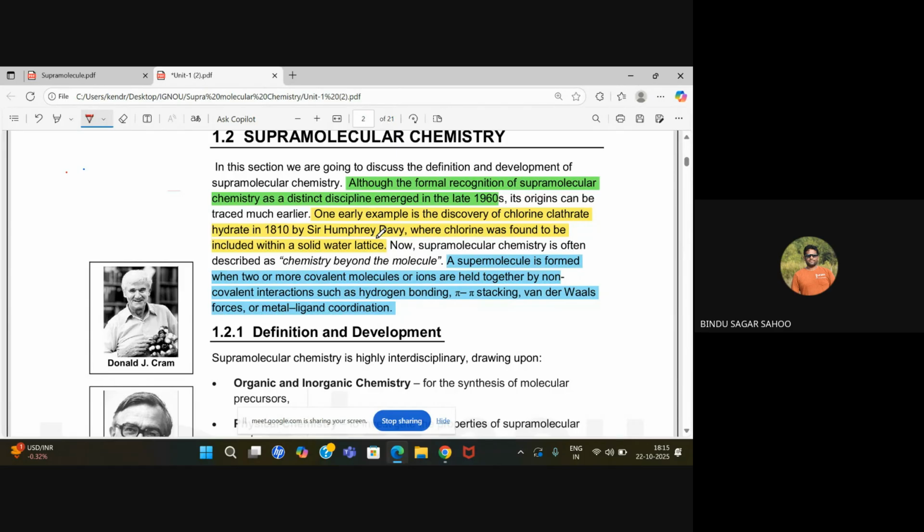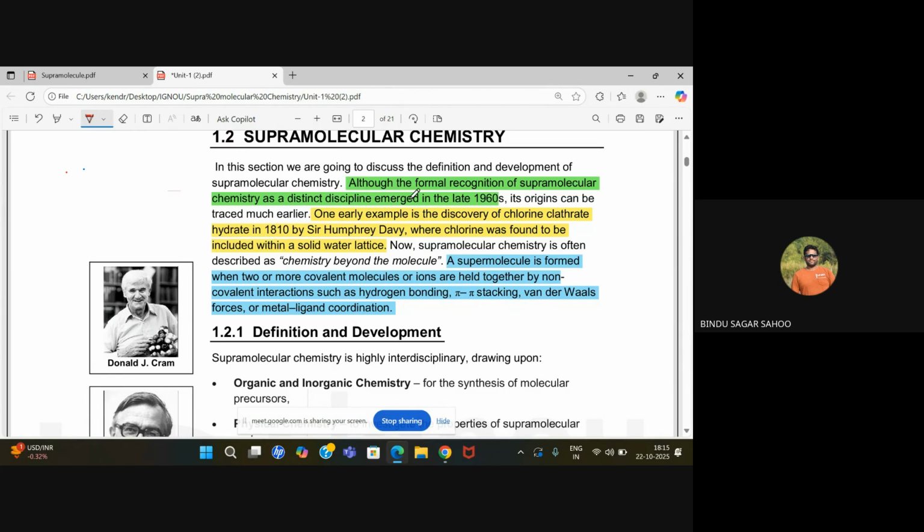These interactions are not strong. In a water molecule, oxygen and hydrogen make a strong covalent bond. But when chlorine interacts with a hydrogen atom of a water molecule, it is not as strong as a covalent bond; it is a little bit weaker. So chlorine can be trapped inside a water lattice. This type of structure was first observed by Humphrey Davy in 1810. So the first idea was given in 1810.